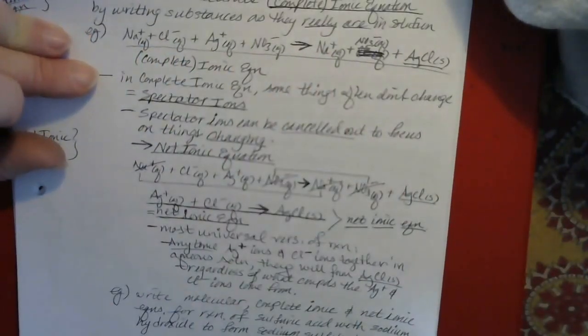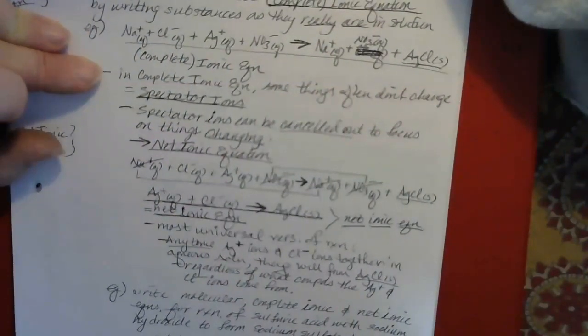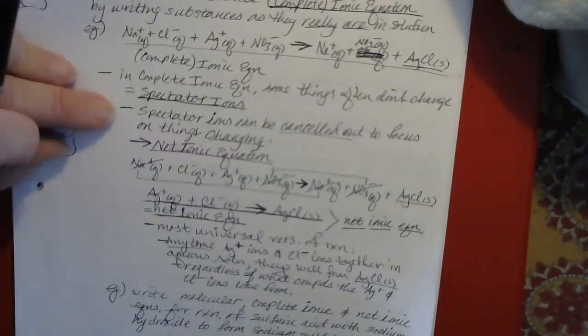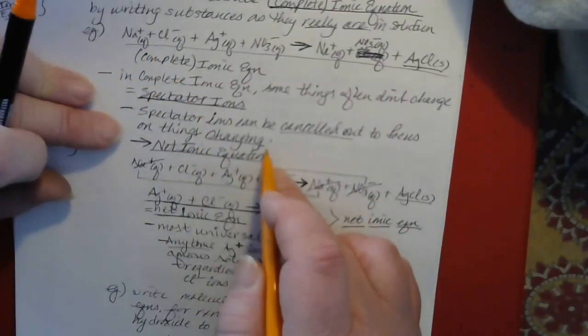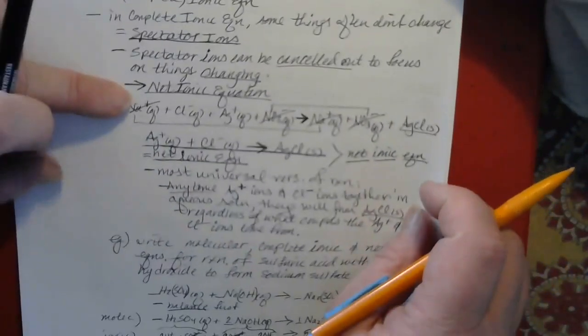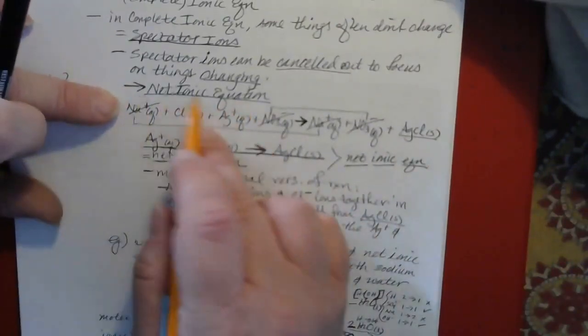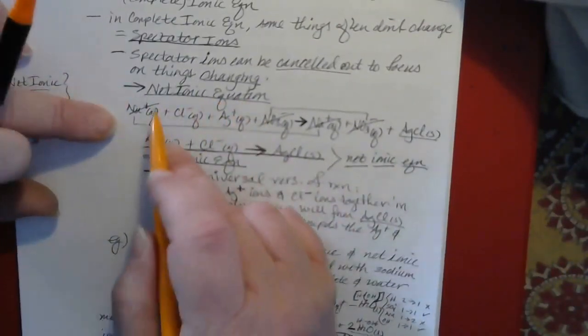The ions that don't change are known as spectator ions because, well, you can think of it as just really sitting around watching the other ions react. And those are the spectator ions that we can cancel out if we want to focus on what's really changing. And when we do that, what we get is known as the net ionic equation.